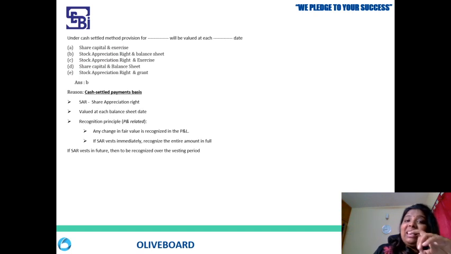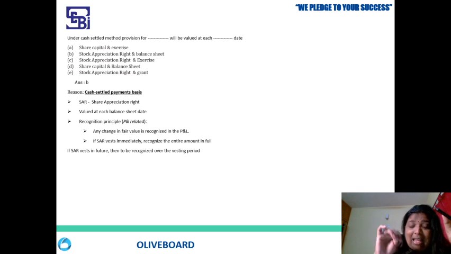Equity settled, as I said, you can buy those 100 shares. The company will say, okay, fine, you give me 10 rupees per share, 100 into 10, 1,000 rupees you give me, you take 100 shares. So they will allot 100 shares to the employee. That is done. That is equity settled.